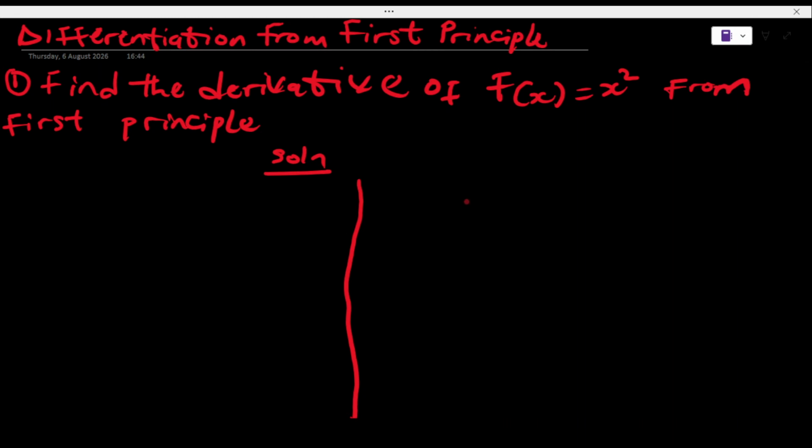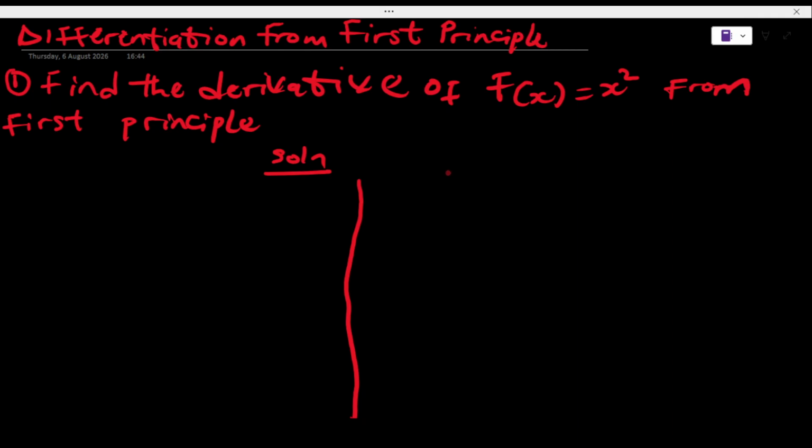Find the derivative of f of x, a function of x equal to x squared, from first principle. So now, this question deals with differentiation from first principle. This is the first question on differentiation from first principle in calculus.